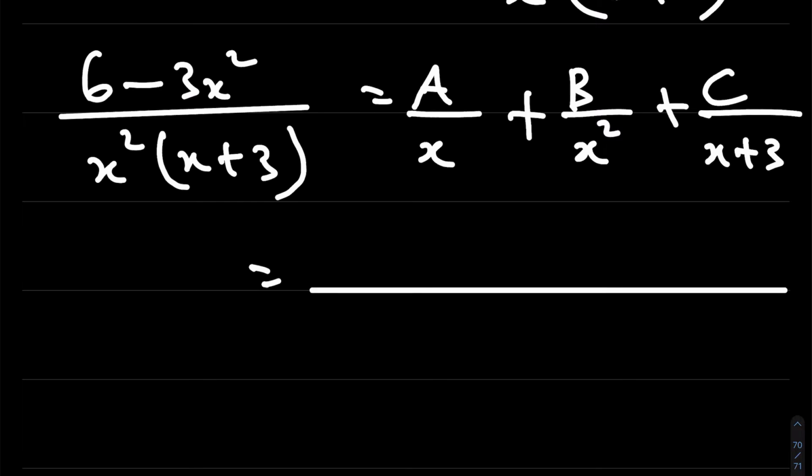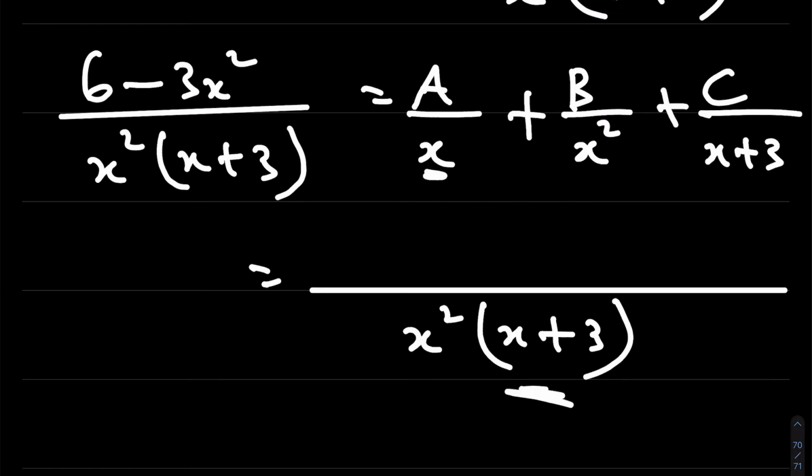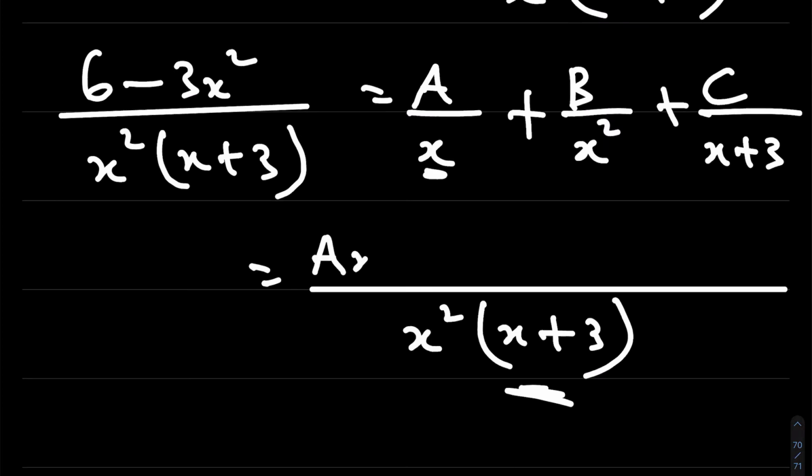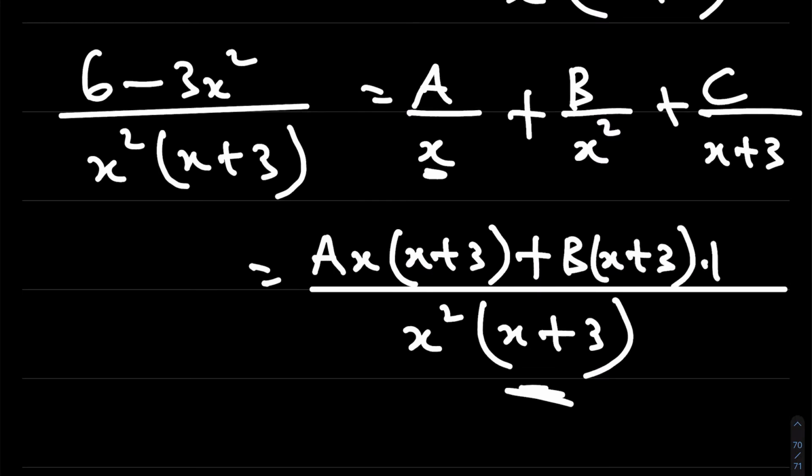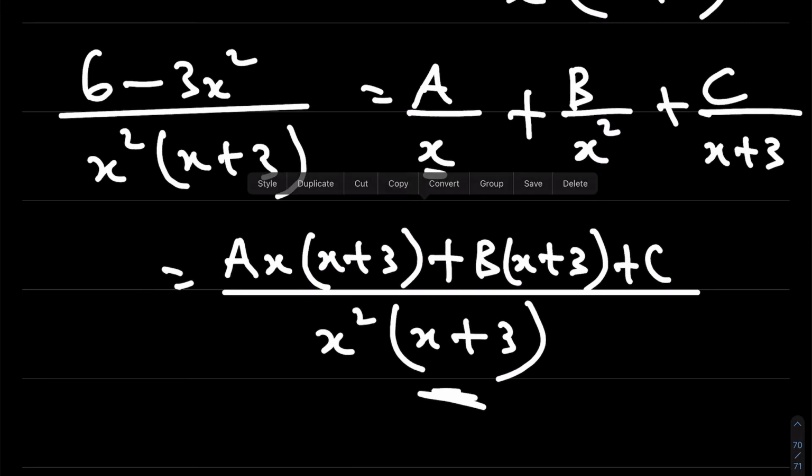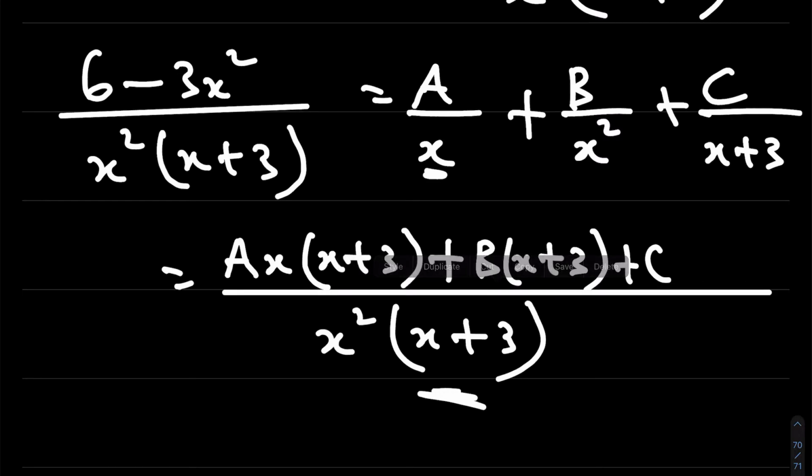The LCM of the denominators is x squared times x plus 3. When I divide this by x, I'm going to get x times x plus 3, and I multiply that by a to get ax times x plus 3, and I do the same for the remaining two fractions to get b times x plus 3 plus cx squared.